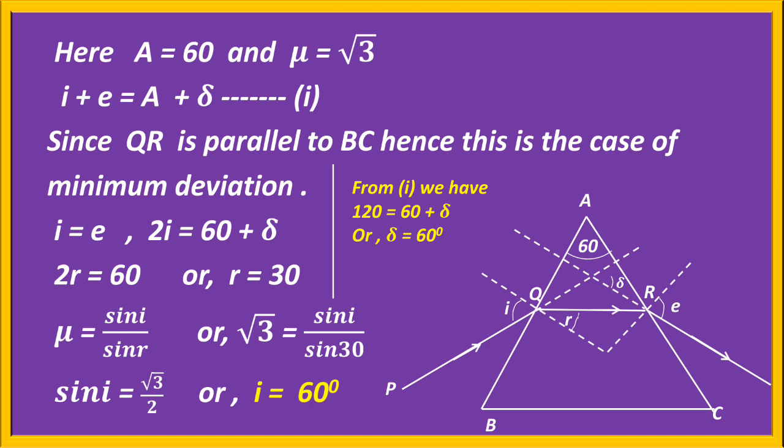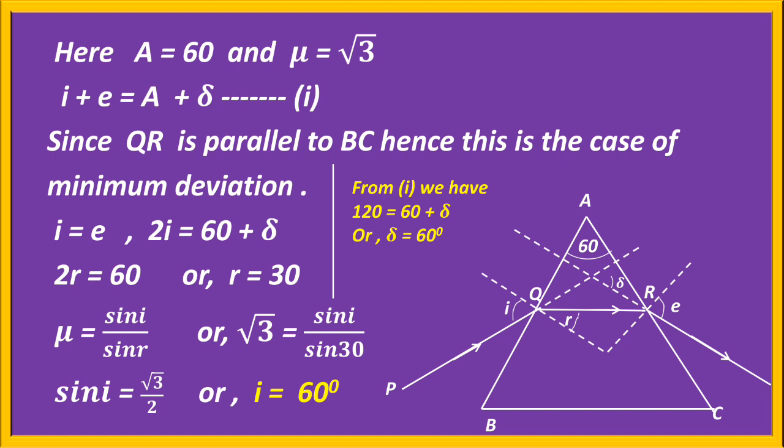Here you can see how I have written 2R. In a prism, R1 plus R2 equal to A. So in case of minimum deviation, R1 equal to R2, which is equal to R. Let us suppose that R1 equal to R2 equal to R. Then from the given formula R1 plus R2 equal to A, we can write R plus R equal to A, that is 60. So 2R equal to 60 or R equal to 30.